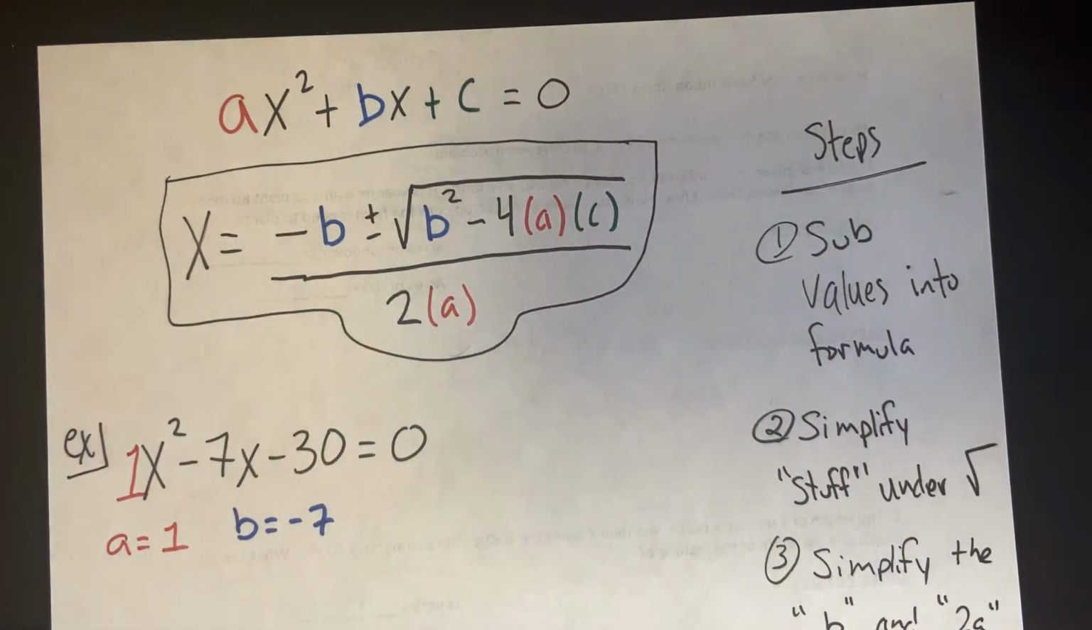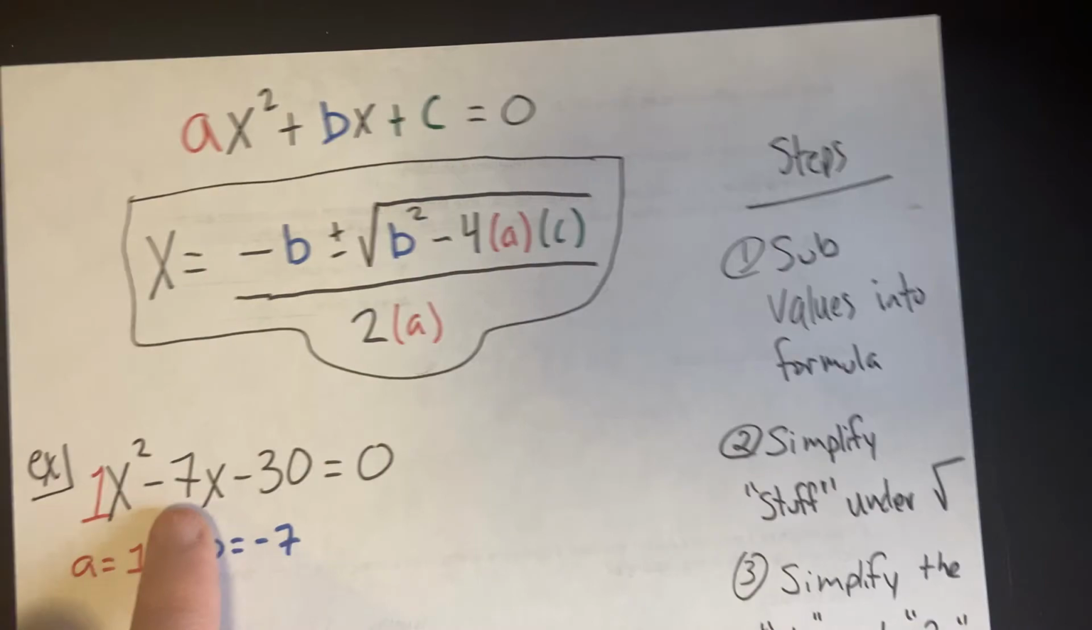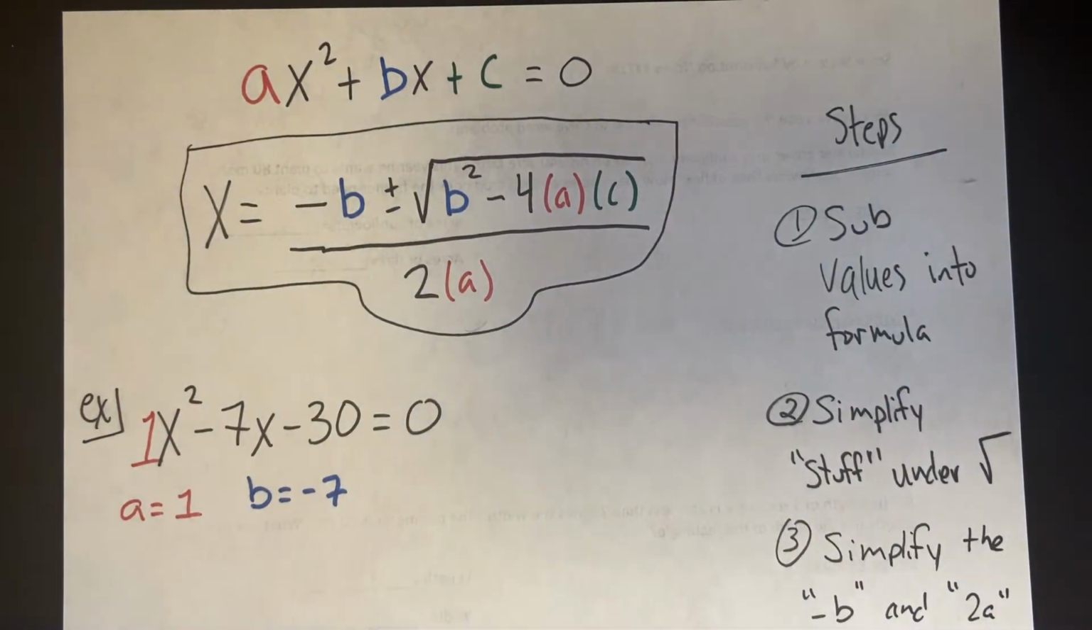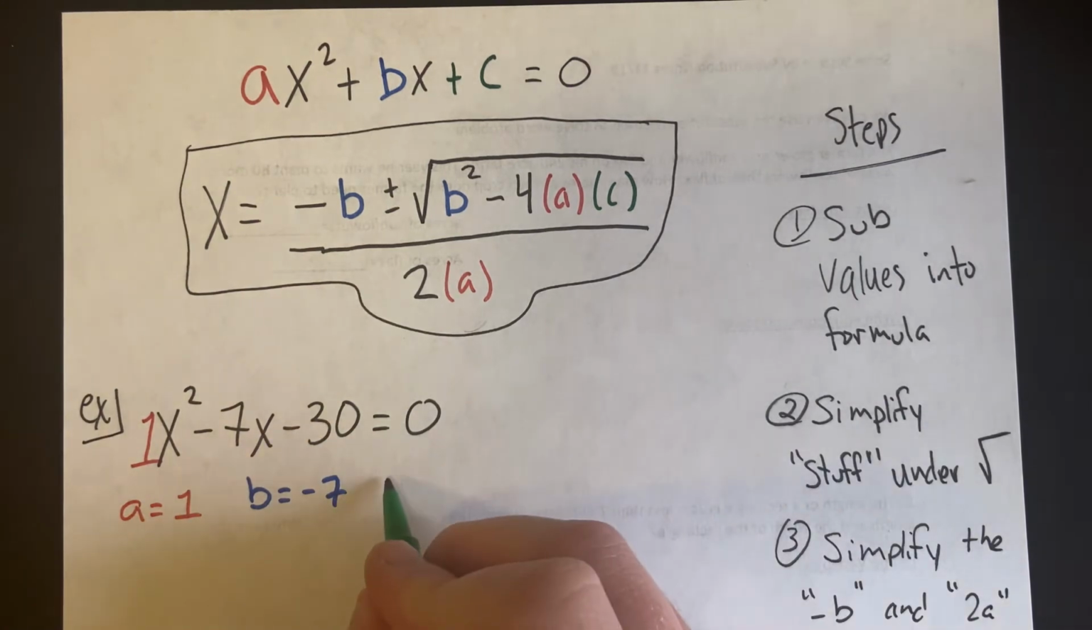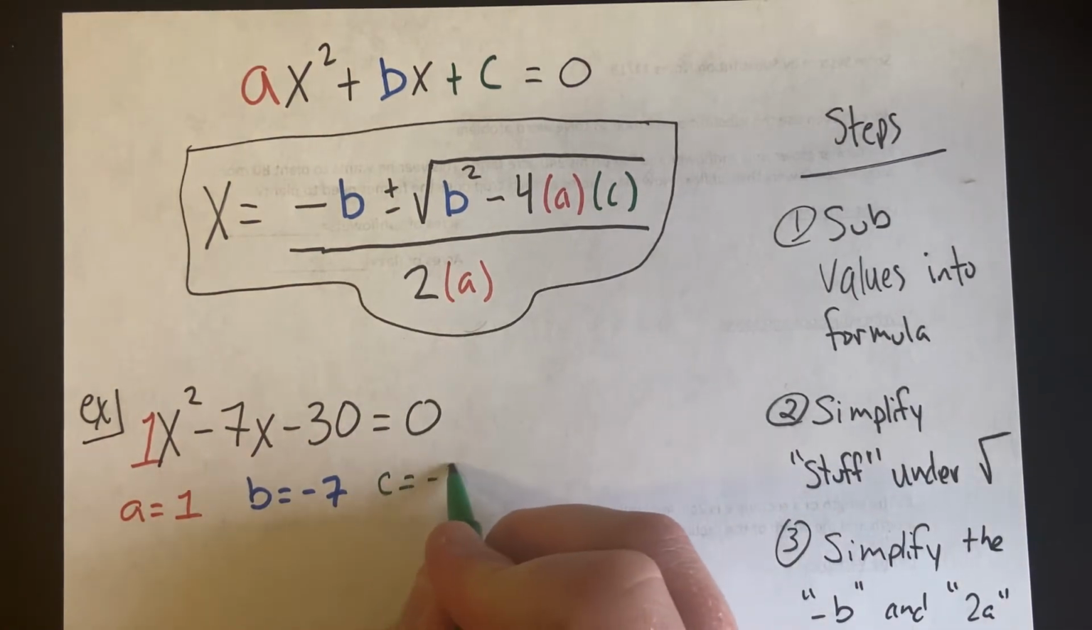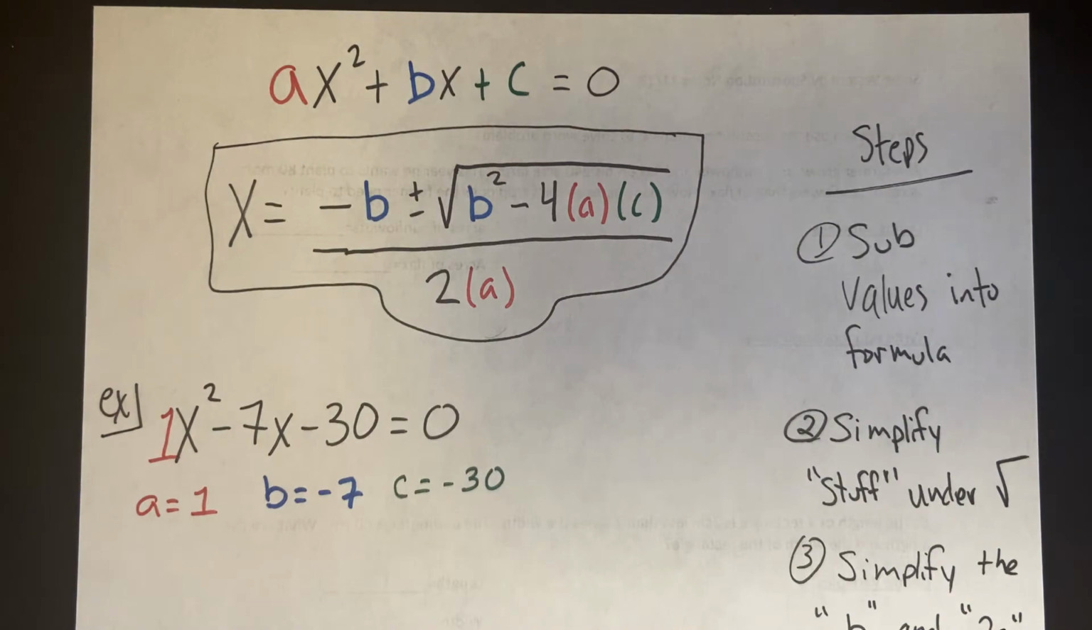The value next to the x, it looks like b is negative 7. Again, like we talked about with factoring, pay attention to your signs. The sign to the left stays. So that is a negative 7 there. And the c value is just the constant hanging out, usually at the end, and it looks like it is a negative 30.